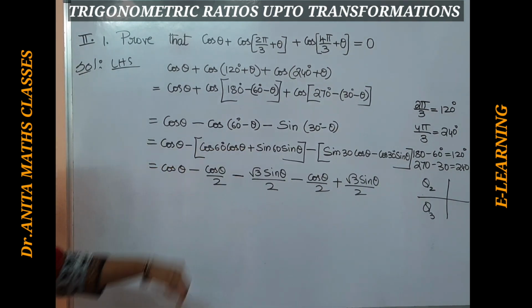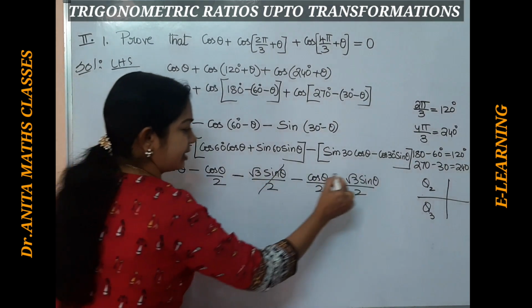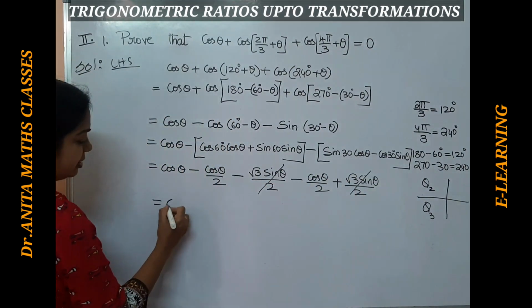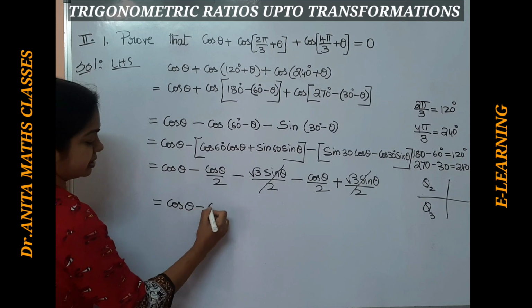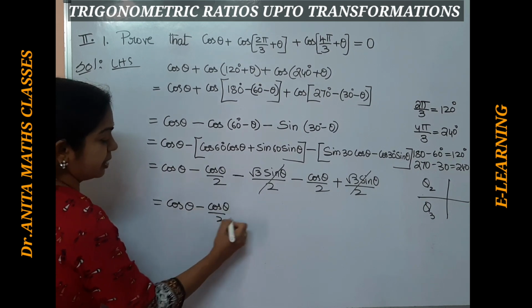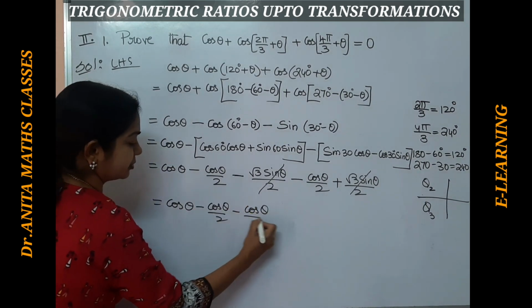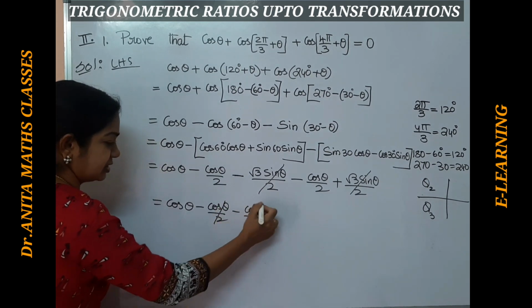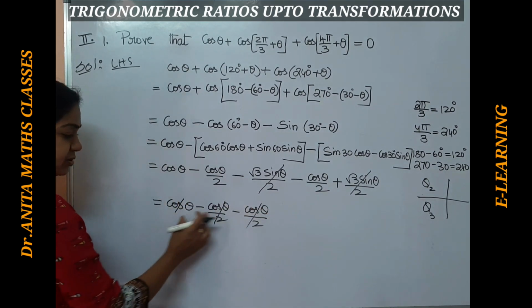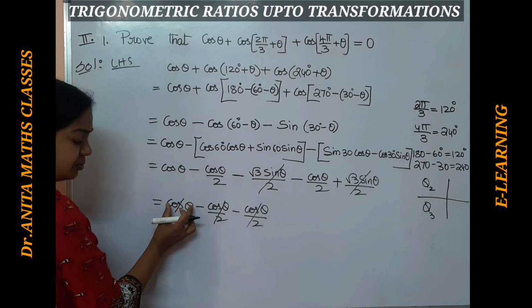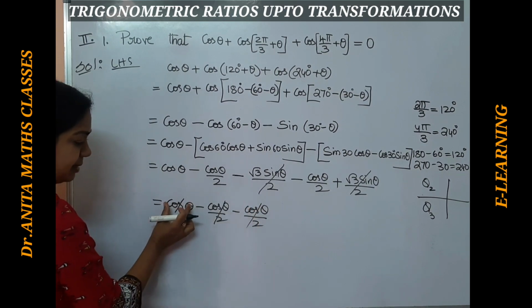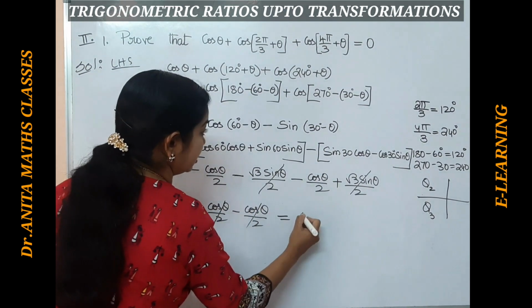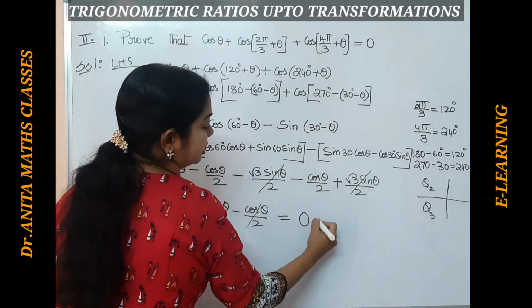Now, if you see this, you can cancel off the plus and minus, these two. So this becomes cos theta minus cos theta by 2 minus cos theta by 2. So half cos theta plus half cos theta is 1 cos theta. So this becomes minus cos theta plus cos theta, which is equal to 0. That is what the RHS is.